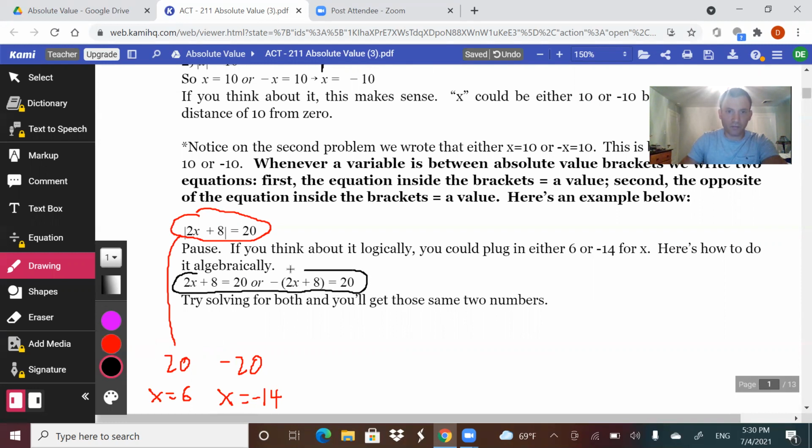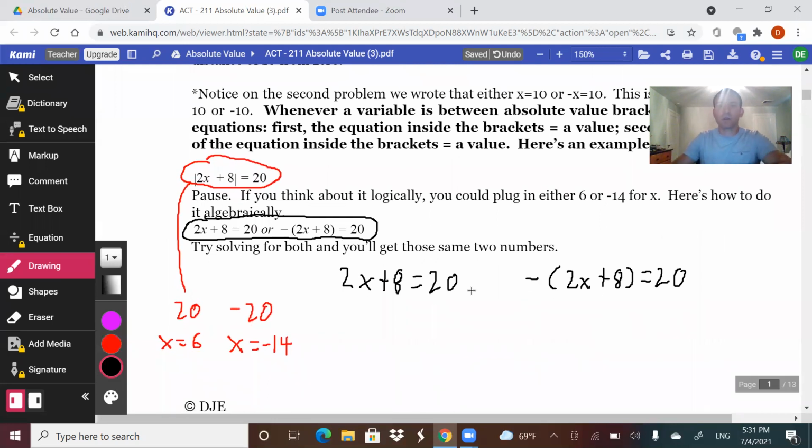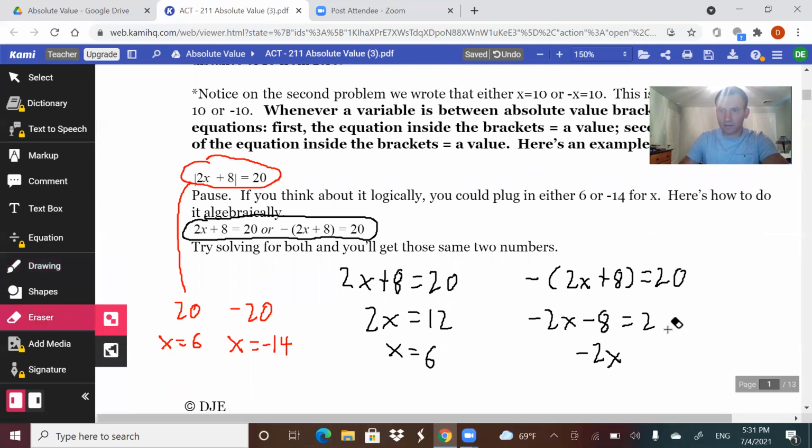This is how you do it algebraically. It's very simple. You either say 2x plus 8 itself is going to be 20, or 2x plus 8 is going to be negative 20, meaning that the opposite of 2x plus 8 will get me 20. So that's how you write it out algebraically, and that can come in handy, and we'll see that on a problem later. But 2x equals 12, x equals 6, so that's one of our values. Another value, negative 2x minus 8 equals 20, so negative 2x equals 28.